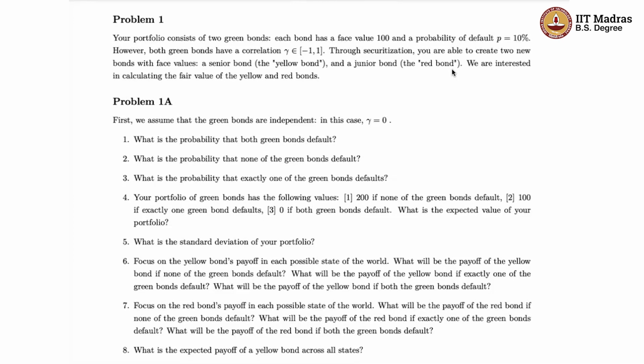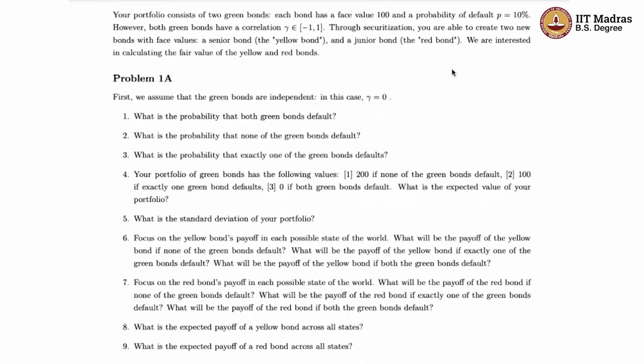And in this example, what we are going to see is the effect of this gamma in the two extreme cases that we discussed, 0 and 1, on the different bonds' payouts and so on. So we have a set of questions, first for the case where these two green bonds are independent. In that case, the correlation gamma is going to be equal to 0.